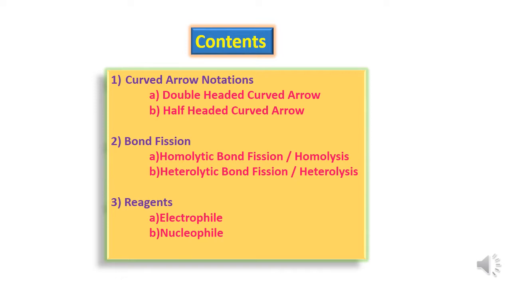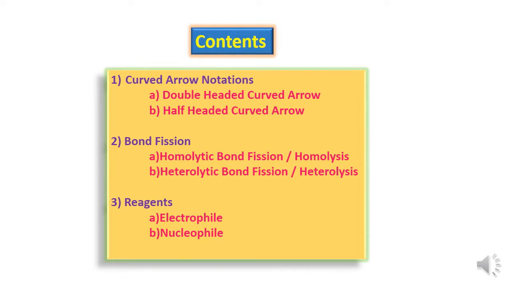So first we will see the curved arrow notations. Curved arrow notations can be of two types. One is double-headed curved arrow and another is half-headed curved arrow. Then the next point is bond fission or bond cleavage. It can also be of two types. One is homolytic bond fission, also called homolysis. Second is heterolytic bond fission, also known as heterolysis.